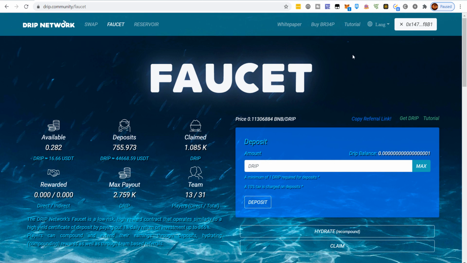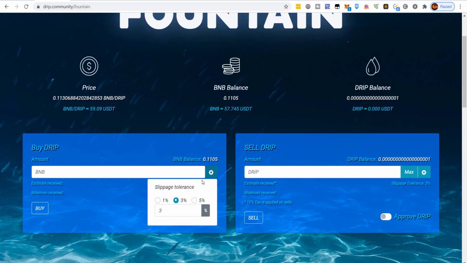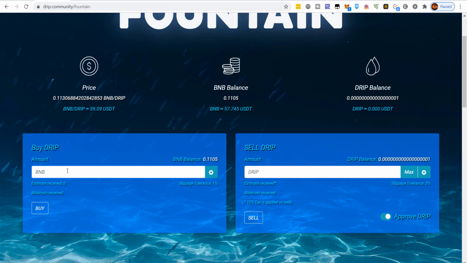At that point, all you want to do is come over here to swap. You're going to come here, click on the gear icon, put 1%. You're going to click however much BNB you want. Then you come over here, with 100 BNB if you want, or 1,000 or 10 or 1. It doesn't matter how much BNB you have, whatever you have in your wallet, whatever you want to come in with, and you're going to buy those Drip tokens. Click the buy. It will go through.